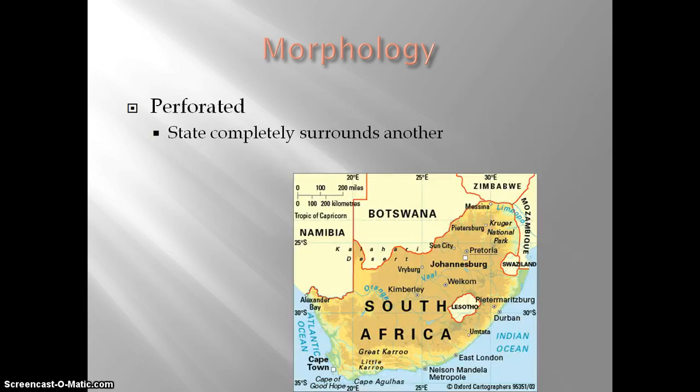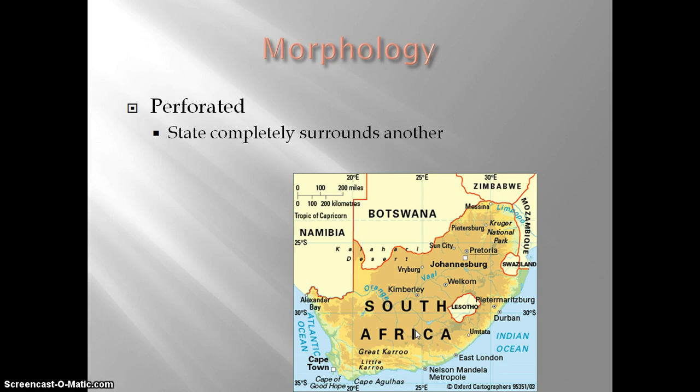Our last one is going to be the perforated state. Now this is the one that students constantly get confused, so please make sure you pay attention to this one. The perforated state is when a state completely surrounds another state. So in this example, I have South Africa and Lesotho. Based on that definition, which one would you think is the perforated state? The perforated state is South Africa. Students constantly think that the answer is Lesotho. Lesotho is an enclave within South Africa. South Africa is perforated. Okay, Lesotho does the perforating. So a perforated state is when a state completely surrounds another state.